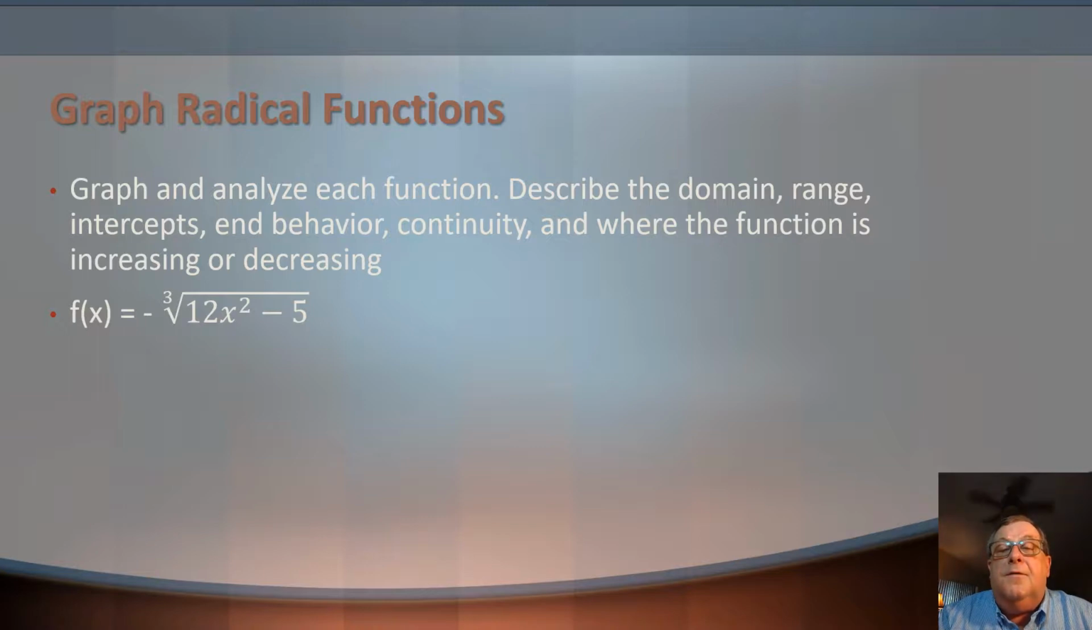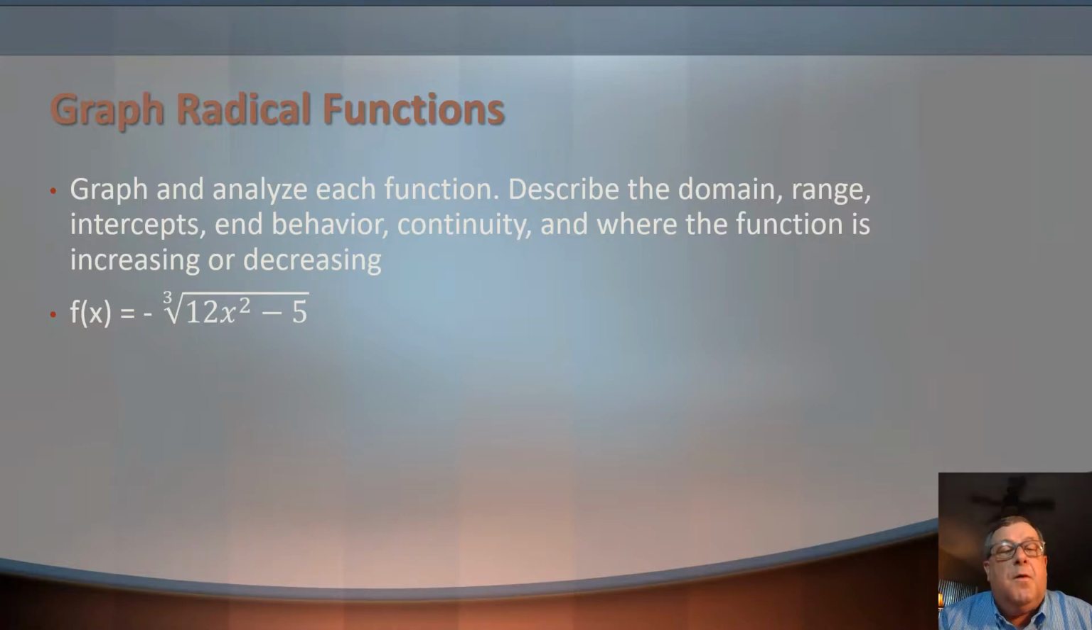But we're going to be analyzing the function as to domain, range, intercepts, end behavior, continuity, and where the function is increasing and decreasing. Now we have a function here which is the negative cube root of 12x squared minus 5. And I'm going to graph this on the calculator here momentarily, where we'll discuss the domain, range, end behavior, continuity, and increasing, decreasing. But as I look at this function, guided a little bit here by experience, I think the intercepts are going to be irrational numbers.